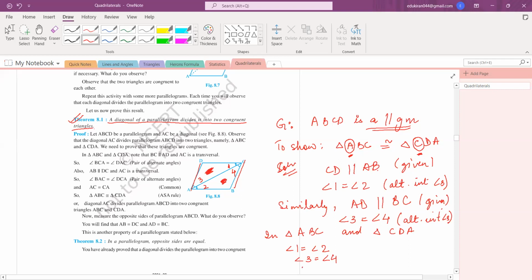AC is equal to AC, which is common. So by which criteria? Angle, side. By AAS criteria, the two triangles are congruent. I'm just writing here: triangle ABC is congruent to triangle CDA. Fine.